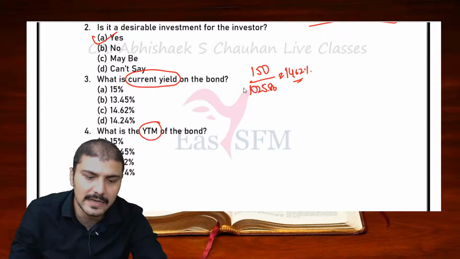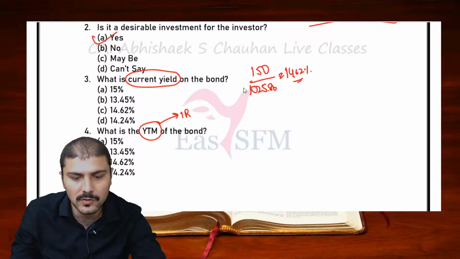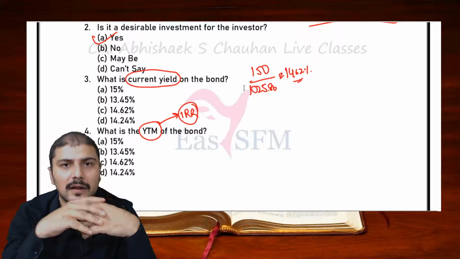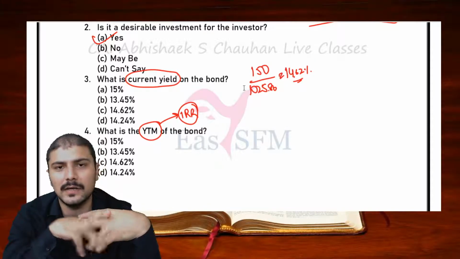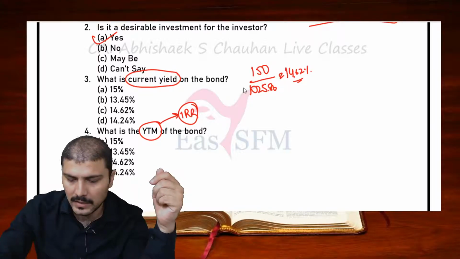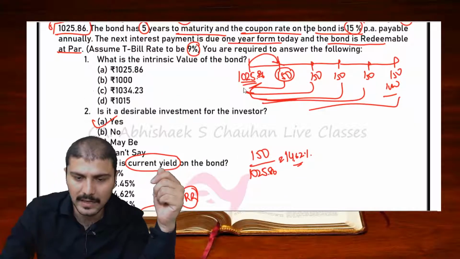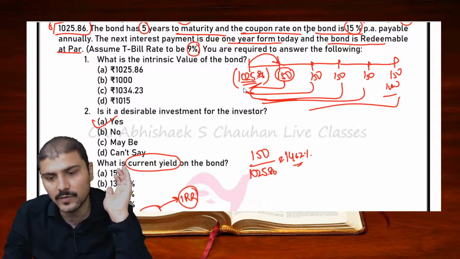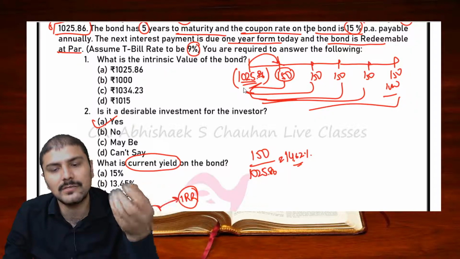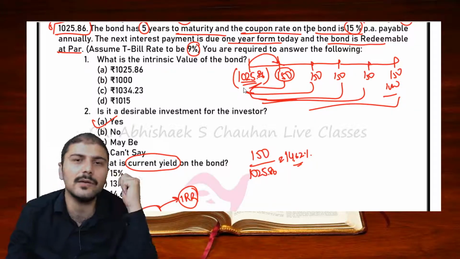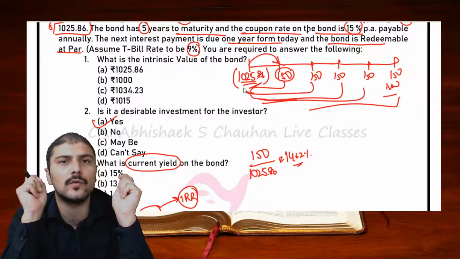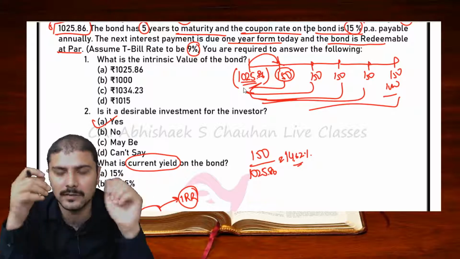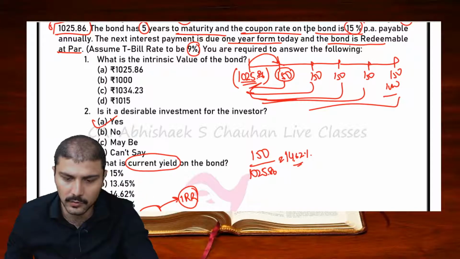And in the last part he is asking for YTM. YTM means yield to maturity, which is similar to the IRR concept. IRR means what is the default return that you are getting by investment in this particular bond. That means here you have to make an outflow to purchase this bond at the current market price of 1025.86. By virtue of this you are going to receive 150, 150, 150, 150 and 1150. So what is the implied return in between? That is called YTM.